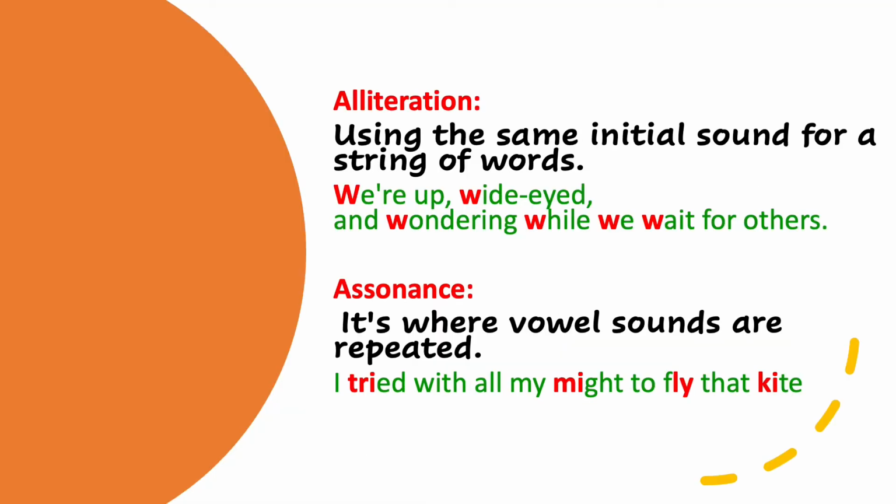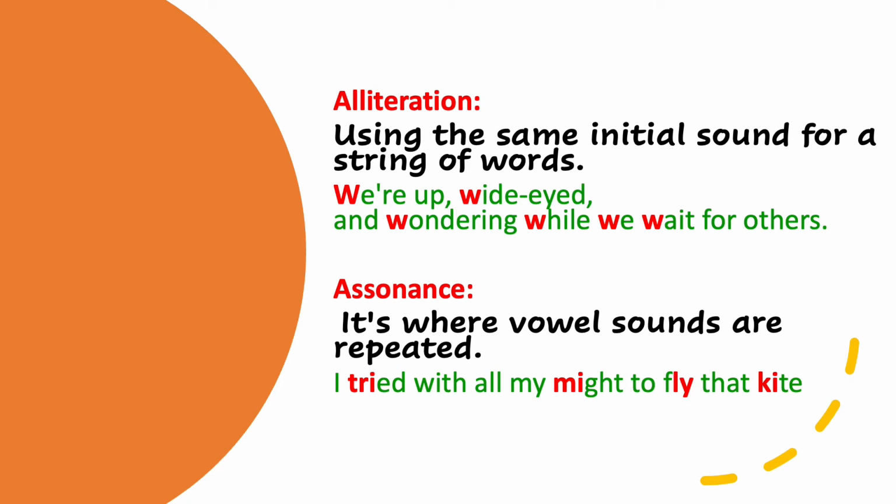The main reason to use alliteration and assonance in descriptive writing is that it sounds pleasing. It's a means to get the attention of readers or listeners. It's also a clear way to signify that the alliterative words are linked together thematically. Alliteration is using the same initial sound for a string of words like we are up wide-eyed and wondering while we wait for others. So the letter or the consonant W is repeated in so many places.